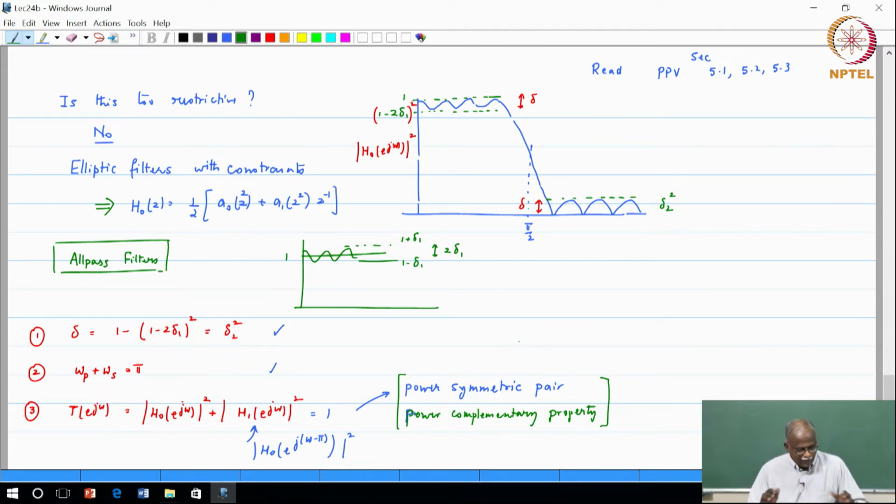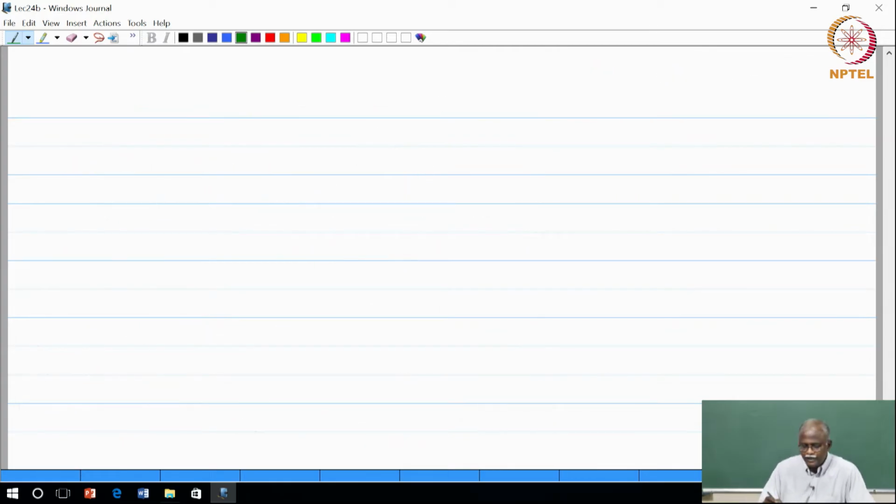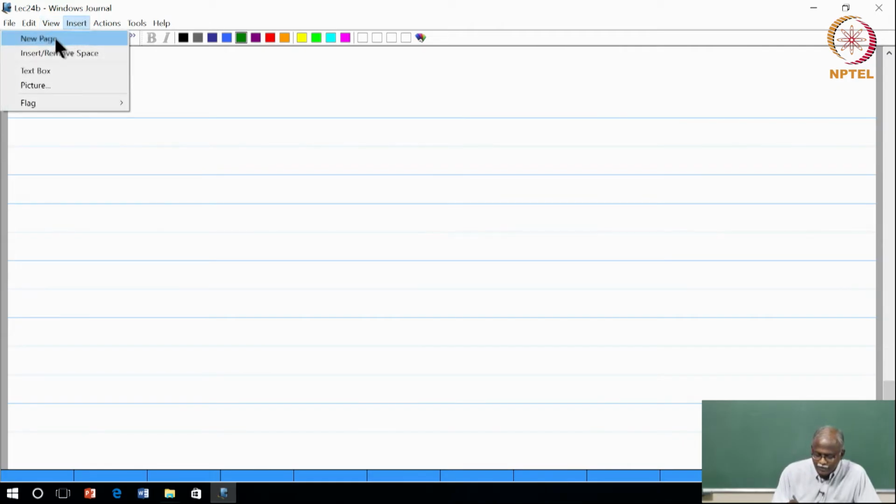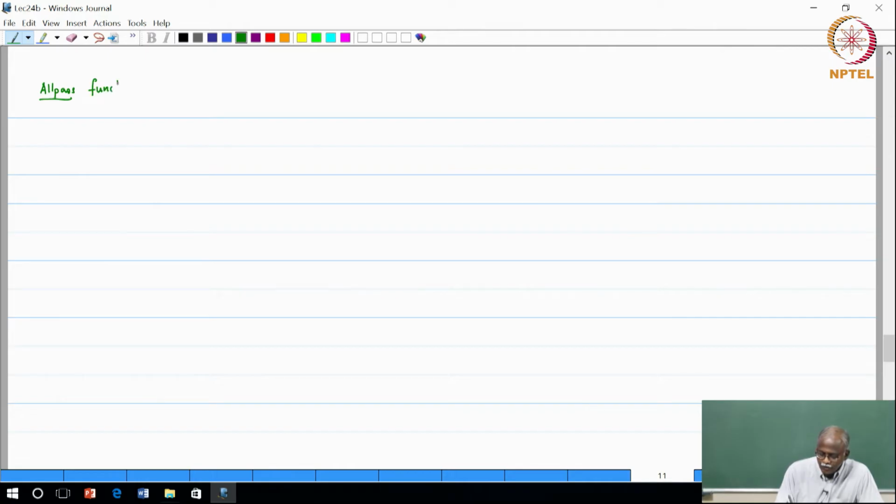Now, we are going to spend the next portion of the lecture, depending on your familiarity with all pass, some amount of time on all pass functions, which you can also call all pass filters. By the way, this is also covered very nicely in Vaidyanathan's book, chapter 3. There is a section on all pass filters. Again, I would definitely encourage you to read that.